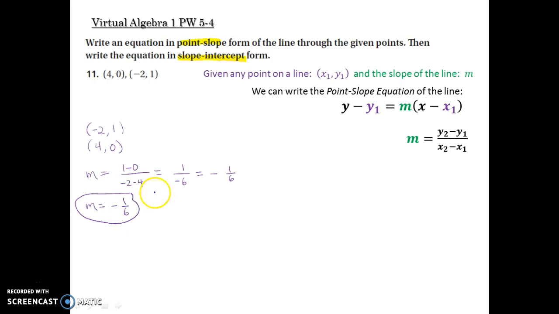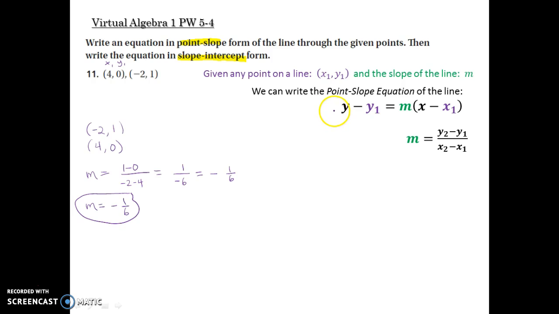Alright, so I've got my m now, I got my m equals -1/6. That's an important fact. And then I've got my x1 and my y1, and I'll show you that it really doesn't matter which one you pick. You have 2 points, they're both a point on the line, so either one you pick will be just fine. I'll start off showing you how to do it with the first point. So right now my x1 is going to be 4 and my y1 is going to be 0.